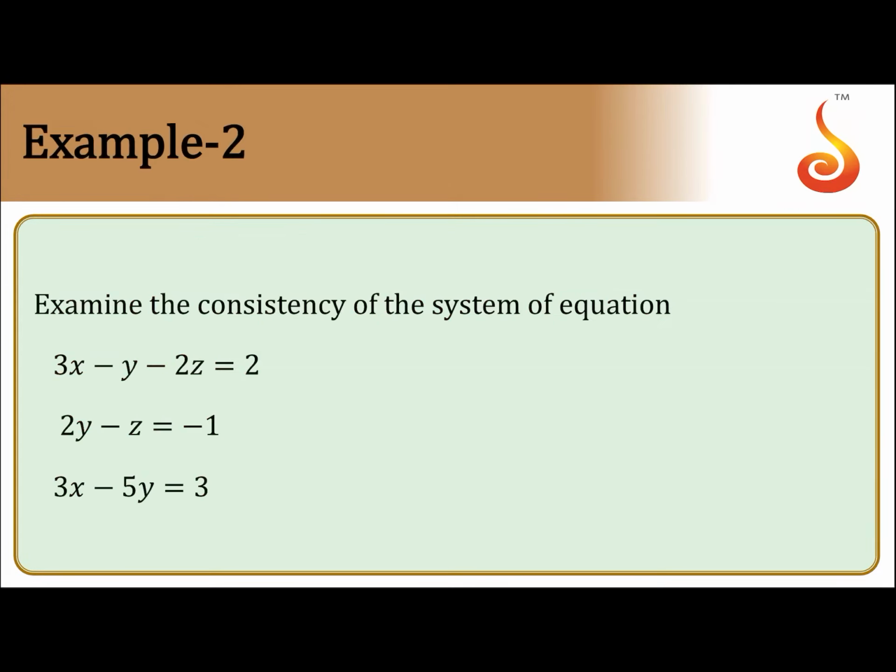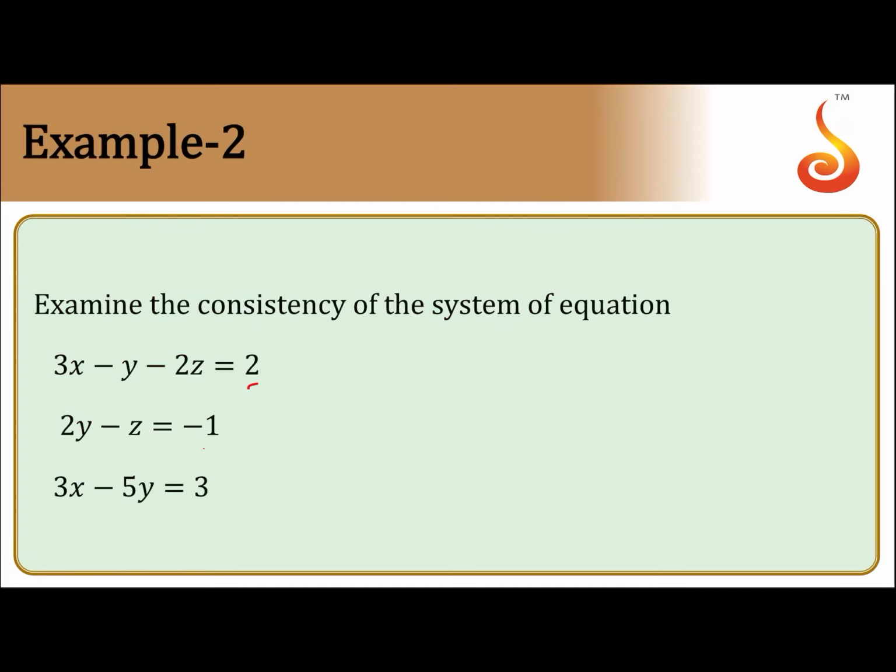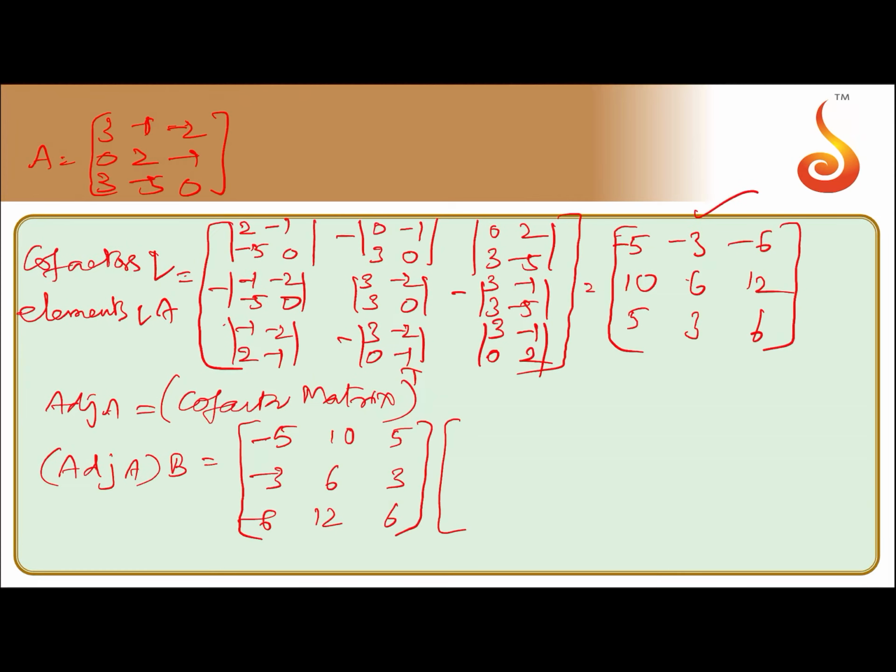matrix. The B matrix is equal to 2, minus 1, 3. That's 2, minus 1, 3. And when you multiply these values, I hope you'll be getting minus 10 plus 10 plus 15.